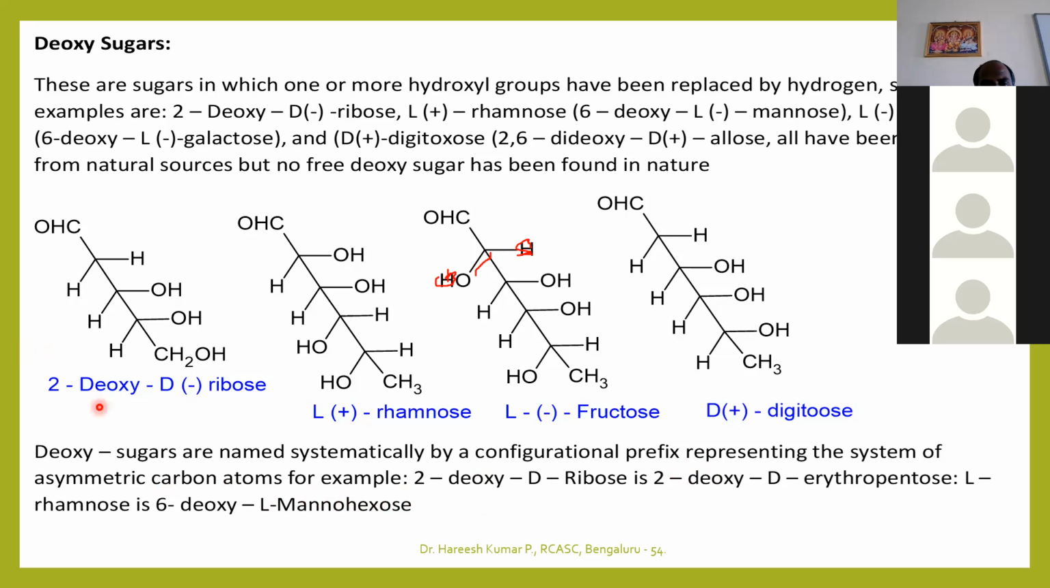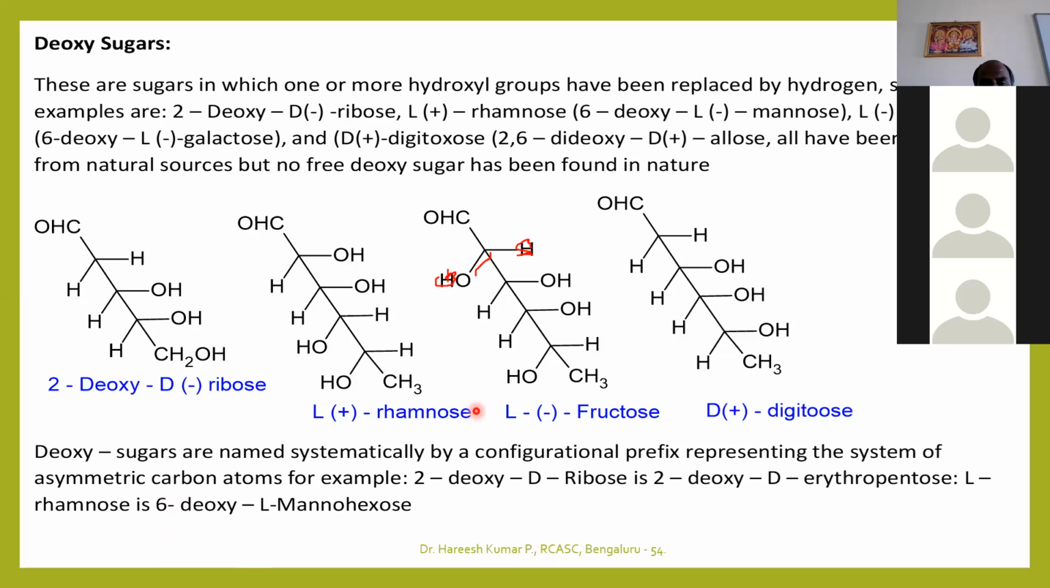For example, what I mentioned, 2-deoxy. So you can observe that this is not a chiral carbon atom now, because both the groups are the same. And 2-deoxy D-ribose is the systematic name of this deoxy sugar. Similarly, for this one it is 2-deoxy D-erythro-rhamnose. Similarly, 6-deoxy L-mannose. So these are the systematic names for these deoxy sugars.